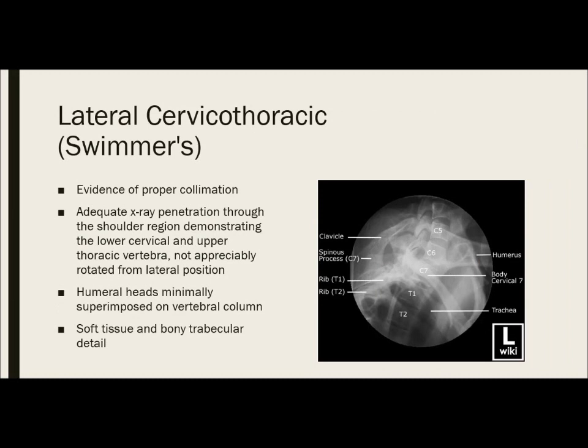Our image evaluation criteria for the swimmer's position would be evidence of proper collimation. We want to have adequate x-ray penetration through the shoulder region, demonstrating the lower cervical and upper thoracic. No rotation from the lateral position, and we want our humeral head minimally superimposed on the vertebral column and soft tissue and bony trabecular detail. So your humerus is over here, so you can't really see it too much over the actual vertebrae on this one.